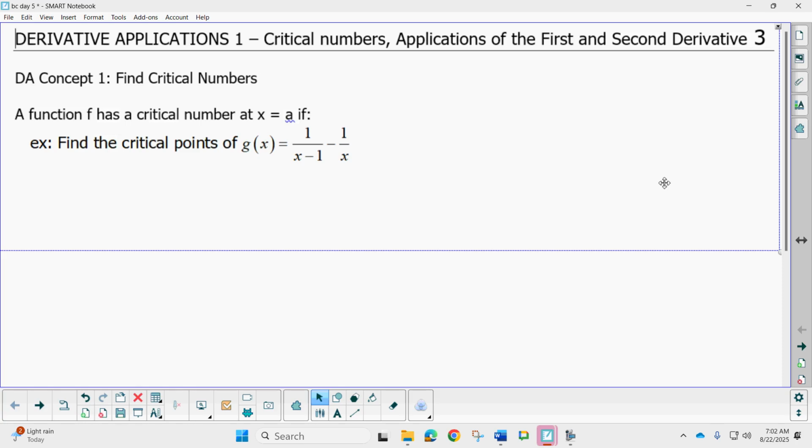I'll be back tomorrow, and I'm going to start with notes on Review 5, which is derivative applications. If you would get that out, please.